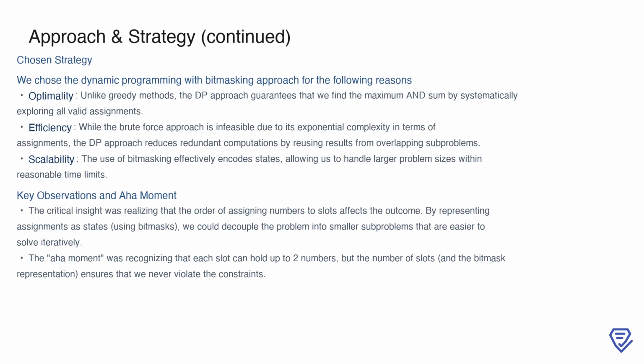One key observation that guided this approach was recognizing that the order of assignments affects the result. By breaking the problem into smaller, manageable subproblems using states, we were able to simplify the process of exploring assignments. A critical insight was that each slot can hold up to 2 numbers, and the bitmask representation ensures that we adhere to this constraint while efficiently navigating the solution space. This balance of optimality, efficiency, and scalability makes DP with bit masking the clear choice for solving this problem.